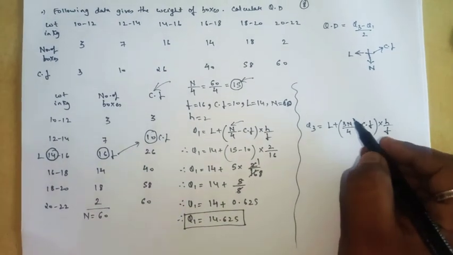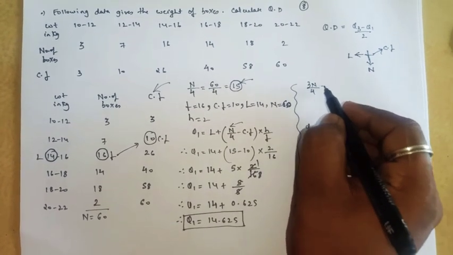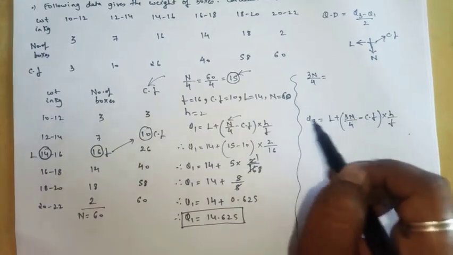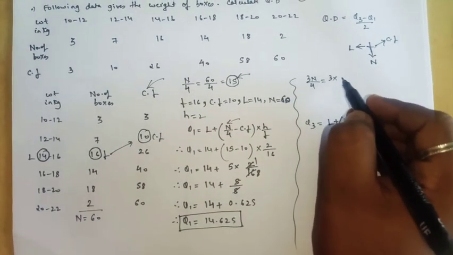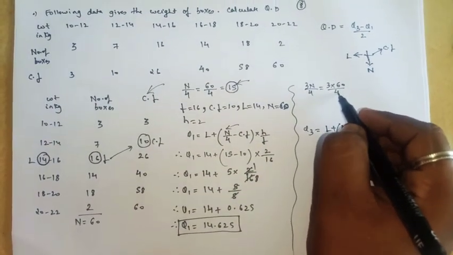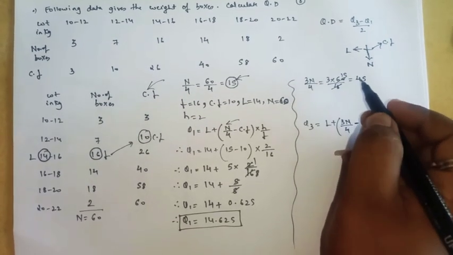Okay, so here also first we'll take 3n upon 4 separately. We'll find 3n upon 4 first, so that with the help of this we will easily get all the remaining values. So 3 into n, where n is 60, is 3 into 60 upon 4. 4 ones are 4, 15s are 60. So here you will get 45.